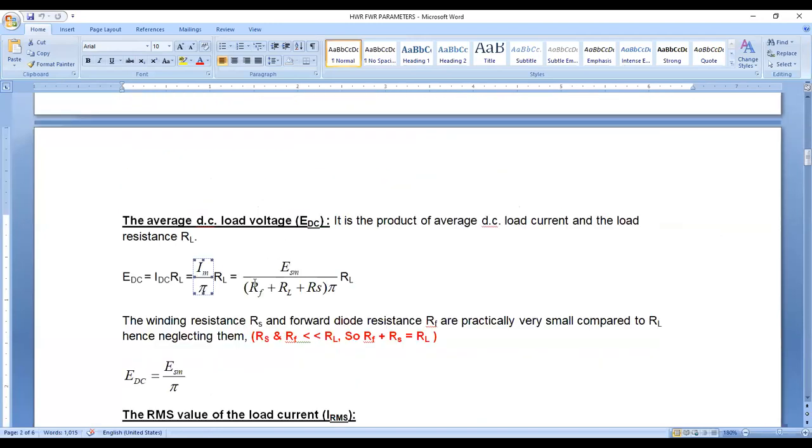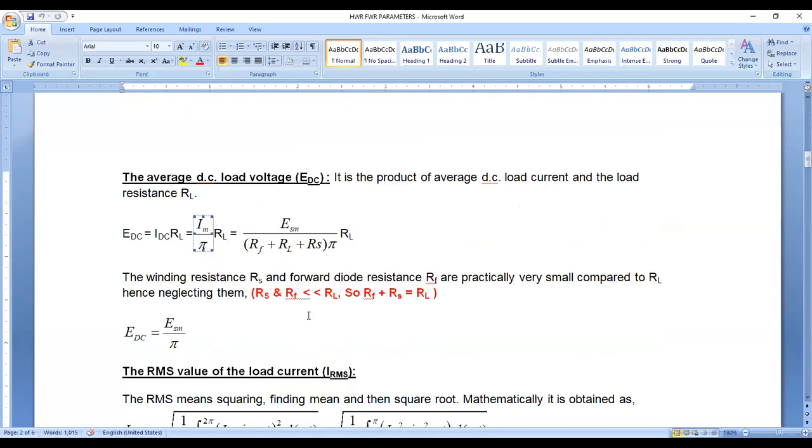I is equal to V by R into pi into RL. From this, I am writing this equation and substituting IM is equal to ESM by RF plus RL plus RL. Then you are going to get this EDC waveform. Whereas in this case, RS and RF are very small values.